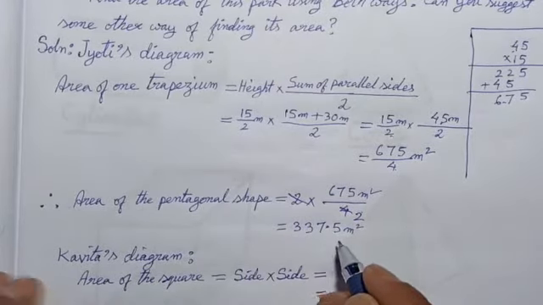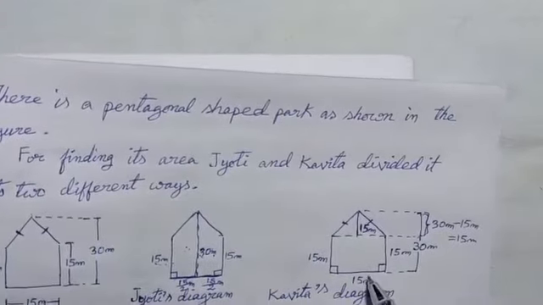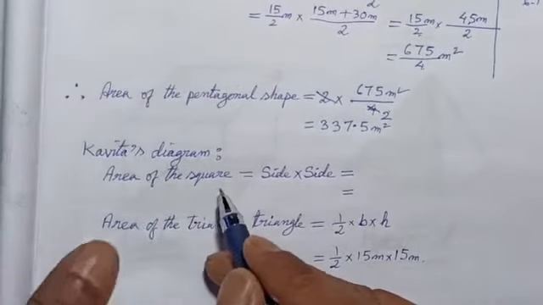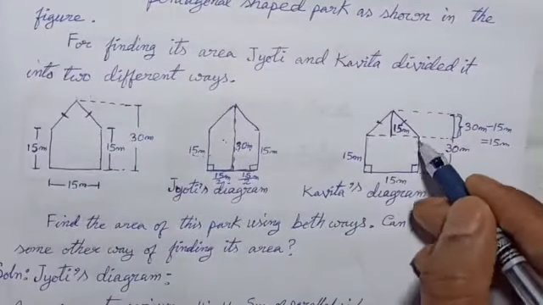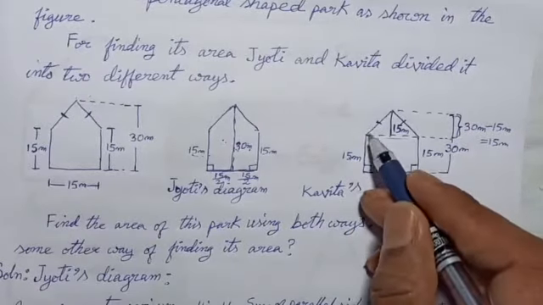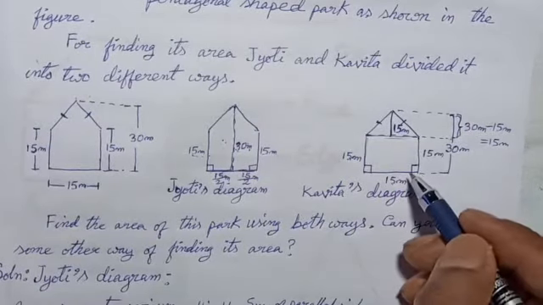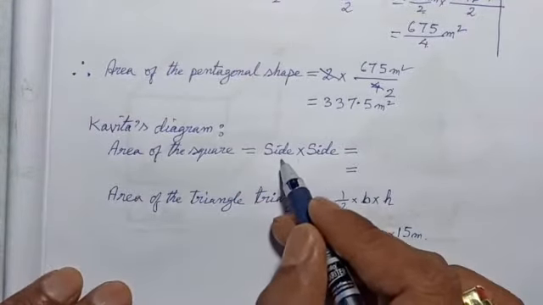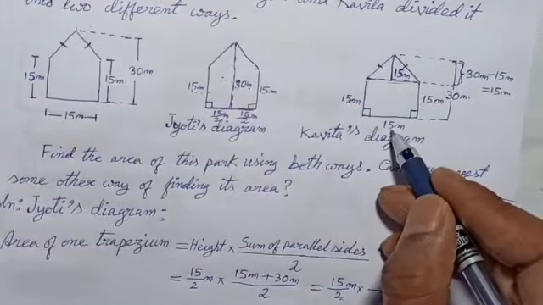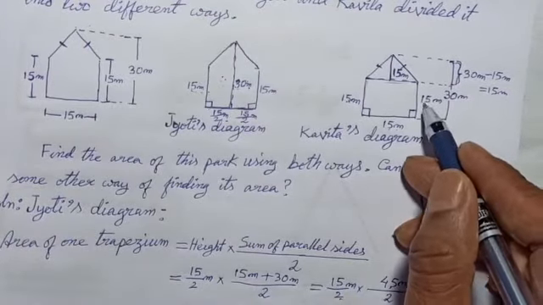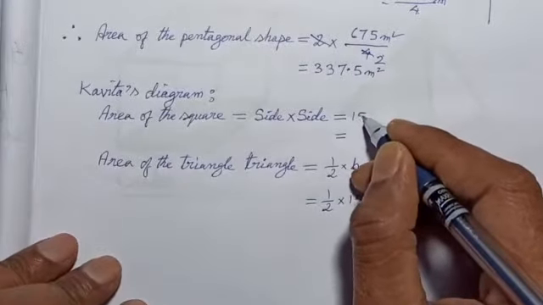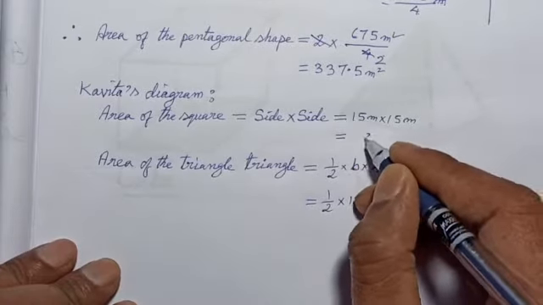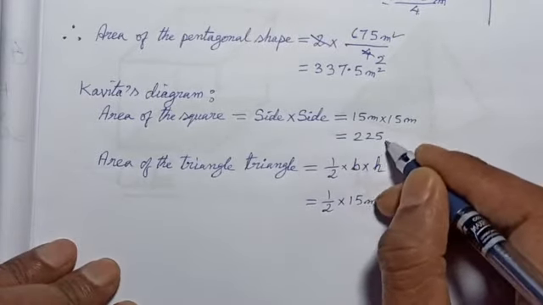Now Capita's diagram, let's take this. Area of the square. Here this is a square shape. This is 15, this is 15, this is 15, and this also will be 15. We know that area of a square is side into side. So here the side is 15 meter and this also 15 meter. 15 into 15 is 225. Meter into meter is meter square.